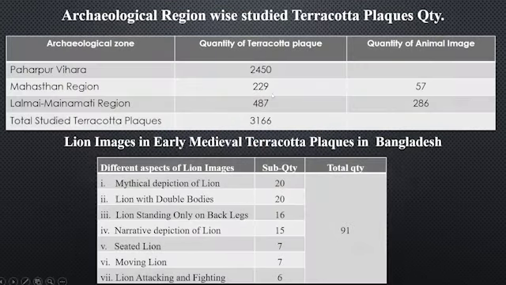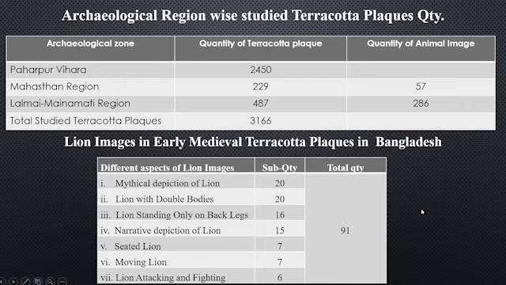This is the at-a-glance scenery of the terracotta plaques studied: 3,166. Paharpur Bihar, 2,450. Mohstan region, 200. Lalmai Moinamoti region, 487. And the total summary, 3,166.